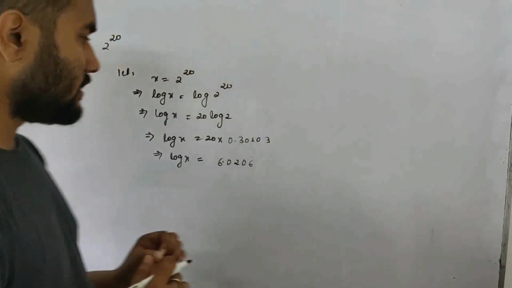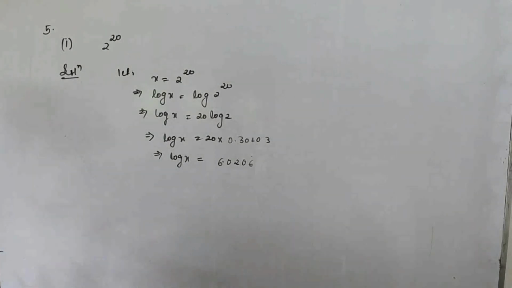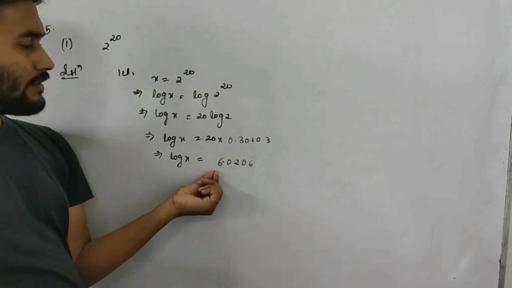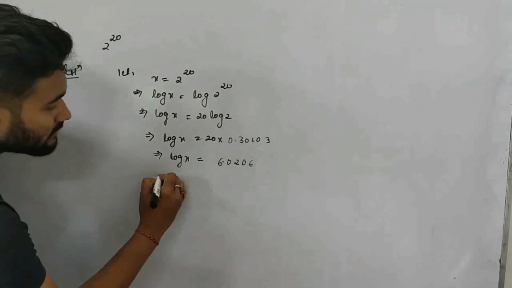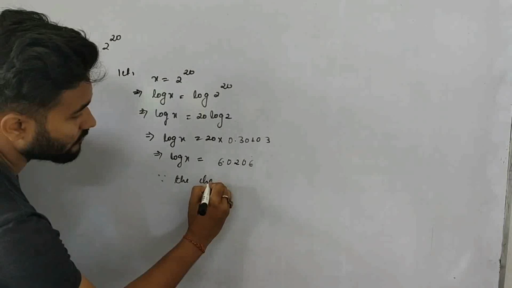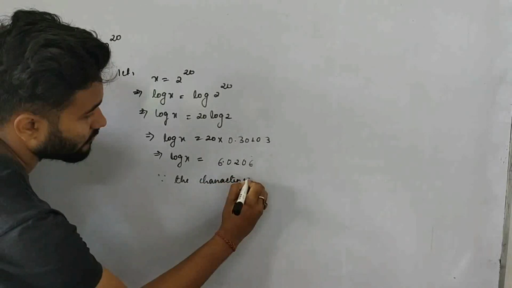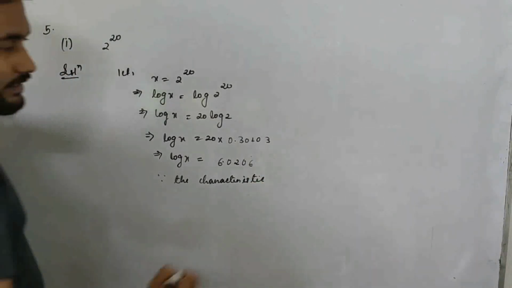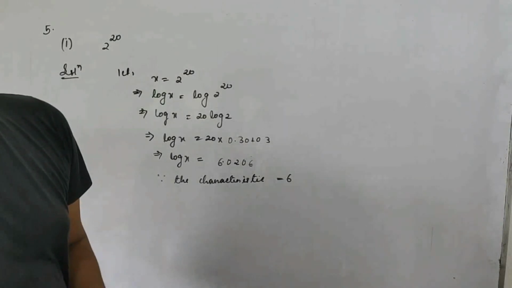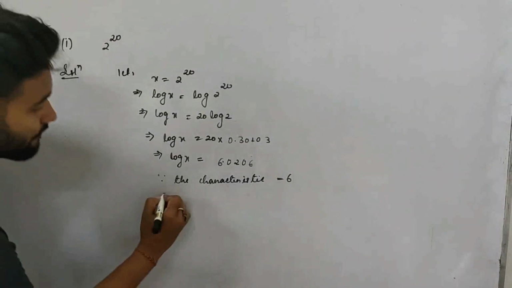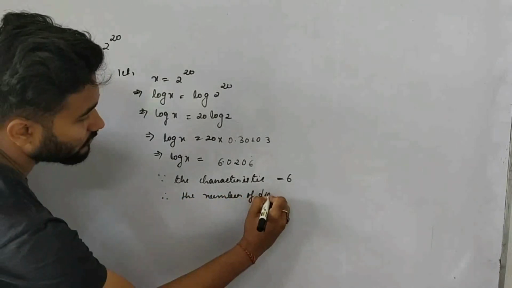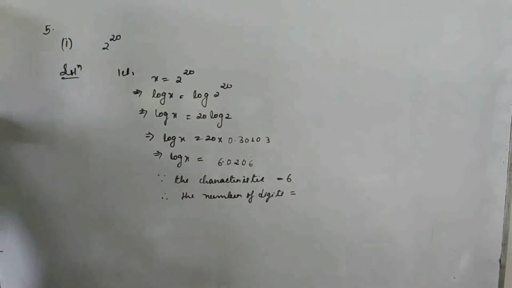Now just simply check the characteristics. 6 is there, right? 6.0206. So here what is the characteristics? 6. Since the characteristics is equal to 6, the number of digits will be what? Find the number of digits in the following numbers. Therefore, the number of digits will be equal to 6 when it will come.